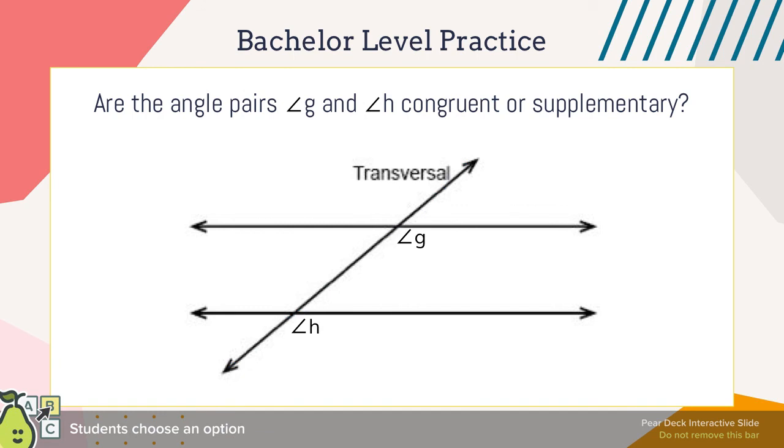Angles G and H are both obtuse angles, and we would call these corresponding angles, which means that they are congruent.